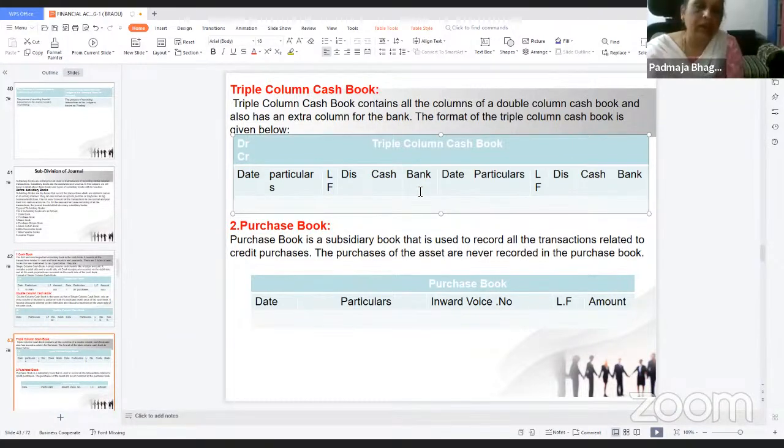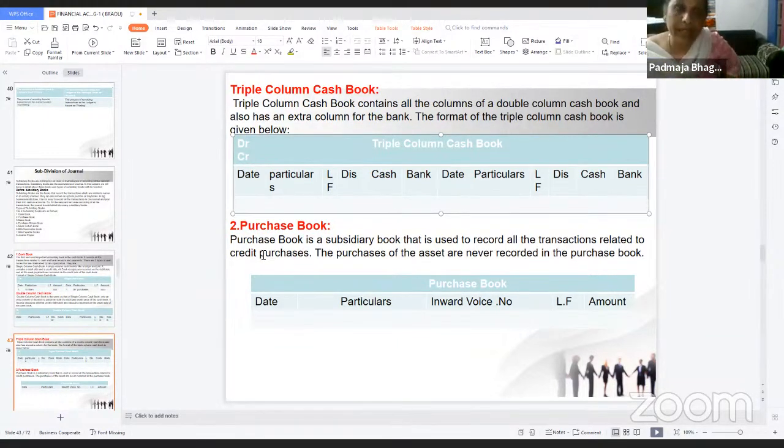Okay. Next, the purchase book. The purchase book is a subsidiary book that is used to record all the transactions related to credit purchases. Credit purchase means you have not made any transaction with cash, only on credit. That's why you will be writing in the purchase book.